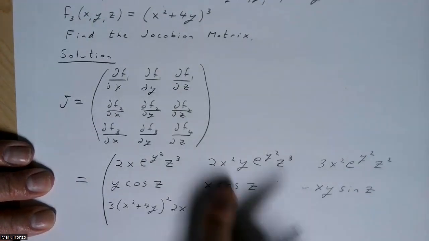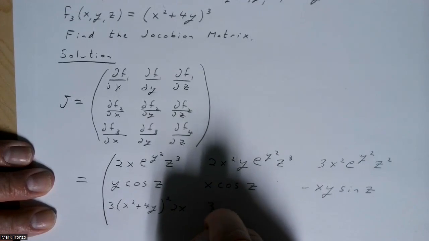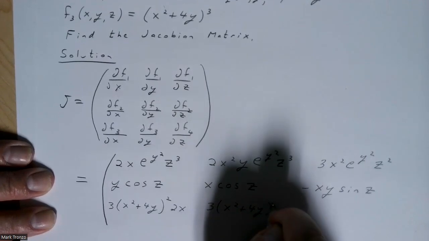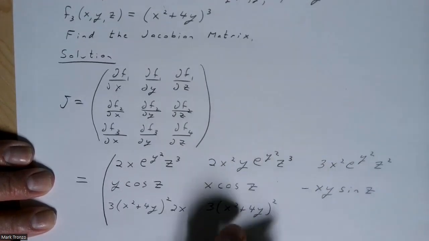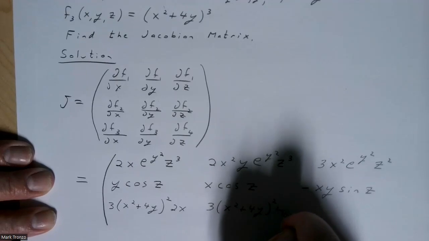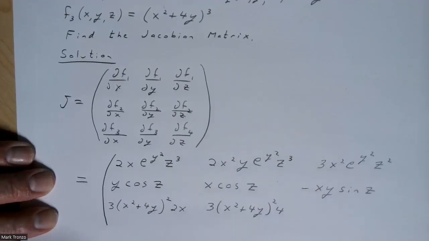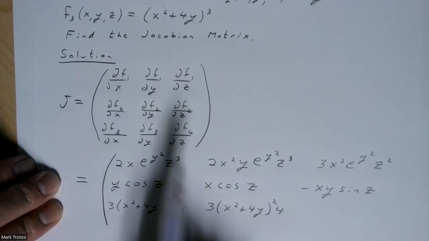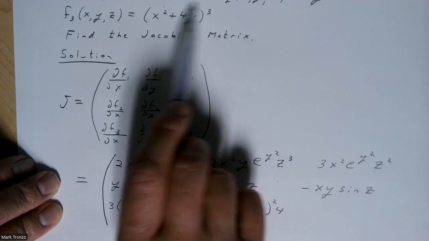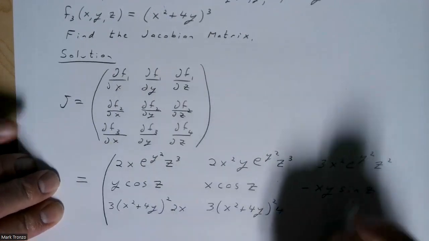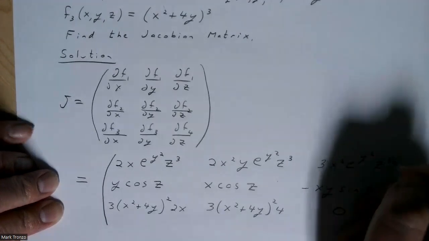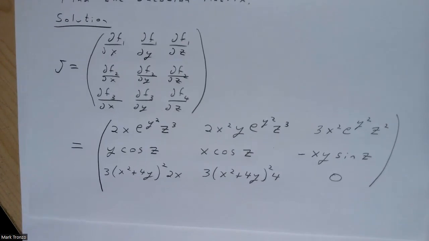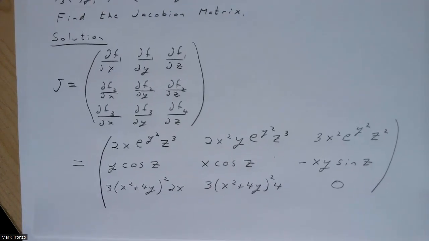Again, do the chain rule with respect to y. 3x squared 4y squared, then the derivative of the inside with respect to y, going to give us 4. And you can rearrange that to look a little bit nicer if you like. Finally, the derivative of this with respect to z. Now, there are no z's in the function, so that's just going to be a big 0. So that is our Jacobian for those 3 functions.